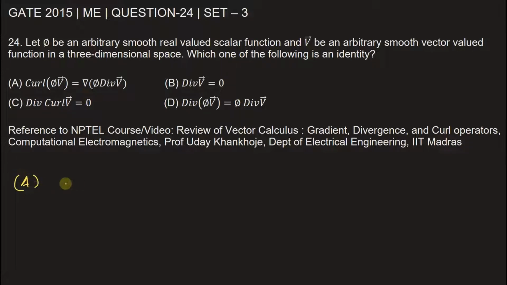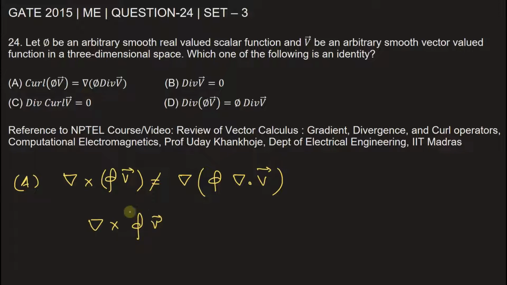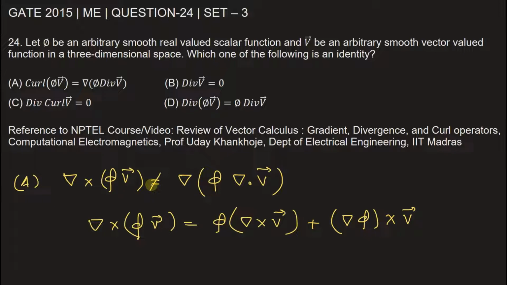Option A says curl of phi v vector is equal to gradient of phi into divergence of v vector. Clearly this is incorrect because we know curl of phi into v vector is equal to phi, the scalar, times the curl of v vector plus the gradient of phi cross v vector. Okay, so option A is incorrect.